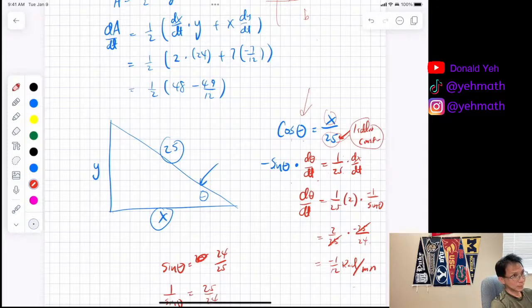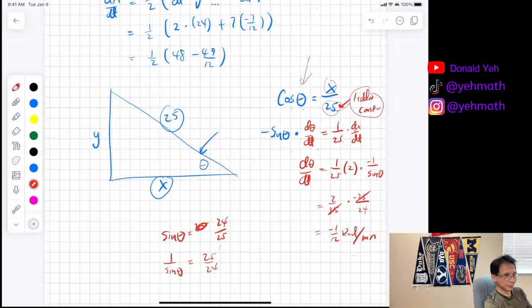We have 1 over 25 dx, and dx is equal to 2, they give that to us. And this is negative 1 over sine theta. Now this is just a trig ratio, so it'll be 25 over 24. So the 25 cancels out, giving negative 1 over 12 radians per second. That's a trig ratio because I have 25, and this one is 7, and this is 24. It's 1 over sine, so it'll be 25 over 24. That's how you find that. So I use that, plug it in, but make sure the constant is on the bottom.